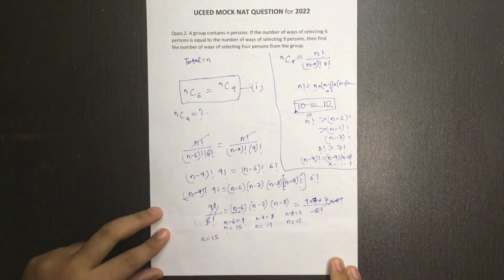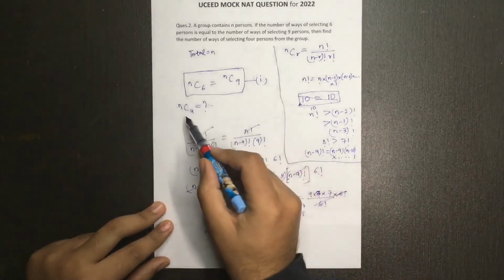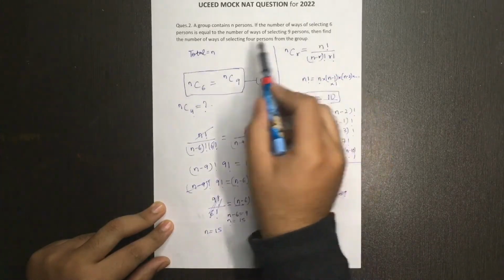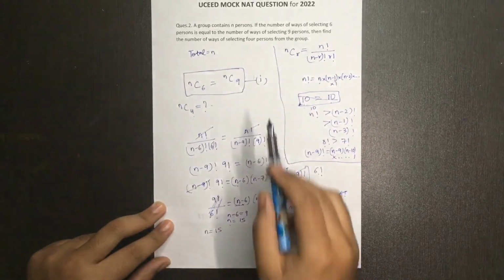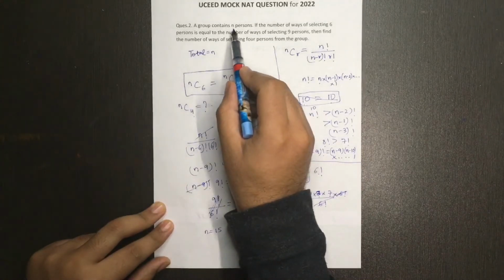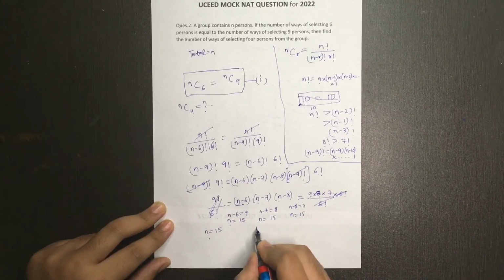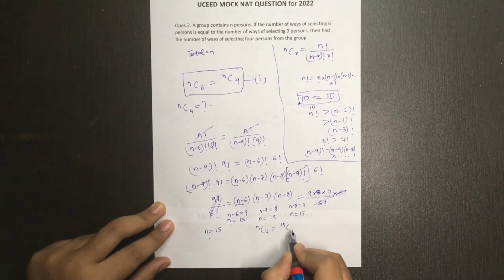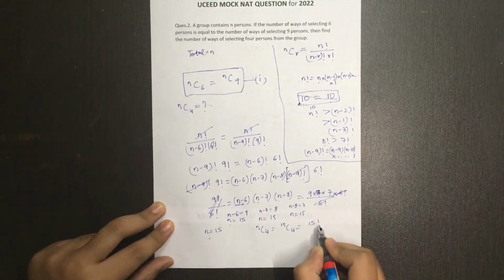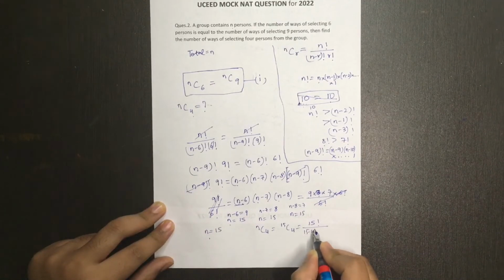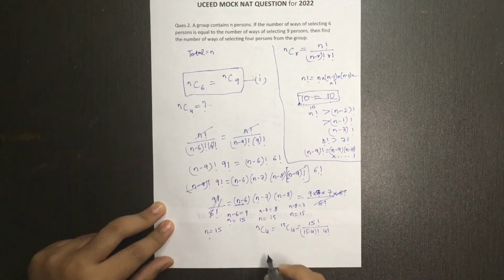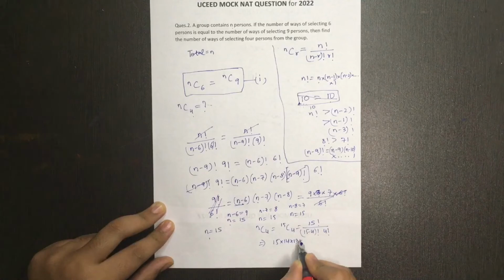Now what they have asked from us is nC4 value, that is, the number of ways of selecting 4 persons from the group. The group consisted of n persons. We have found out the value of n, that is 15. Now just find out nC4, that is 15C4, which will be 15 factorial divided by (15 minus 4) factorial into 4 factorial, right? So this will be 15 into 14 into 13 into 12 into 11 factorial, and over here we'll have 11 factorial into 4 factorial.